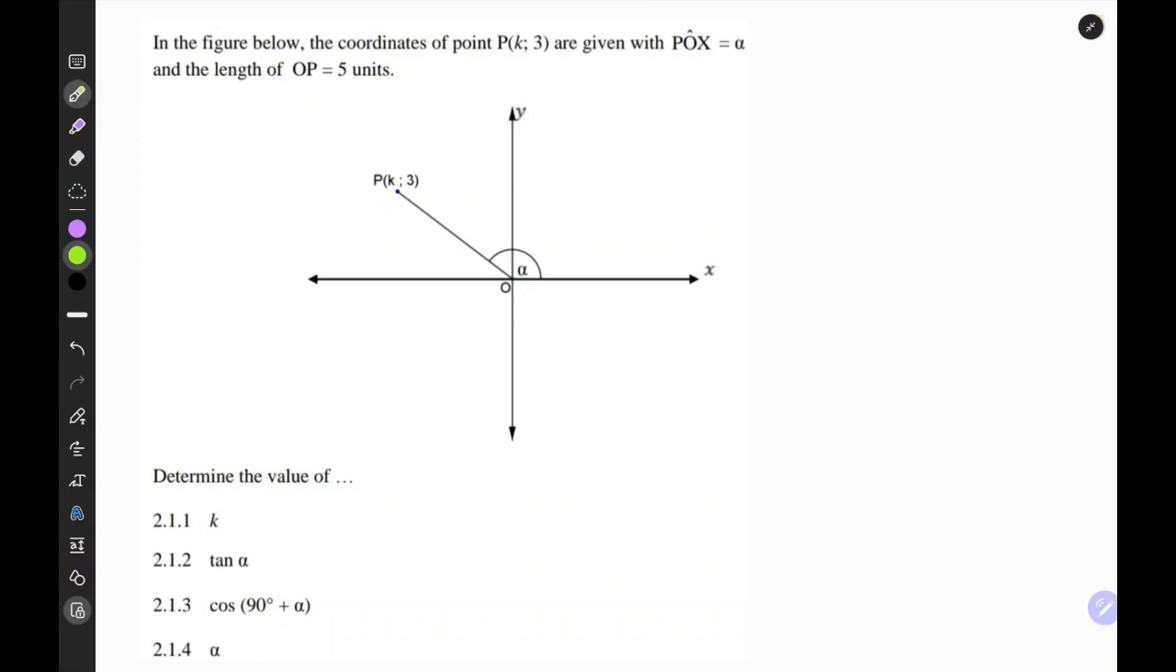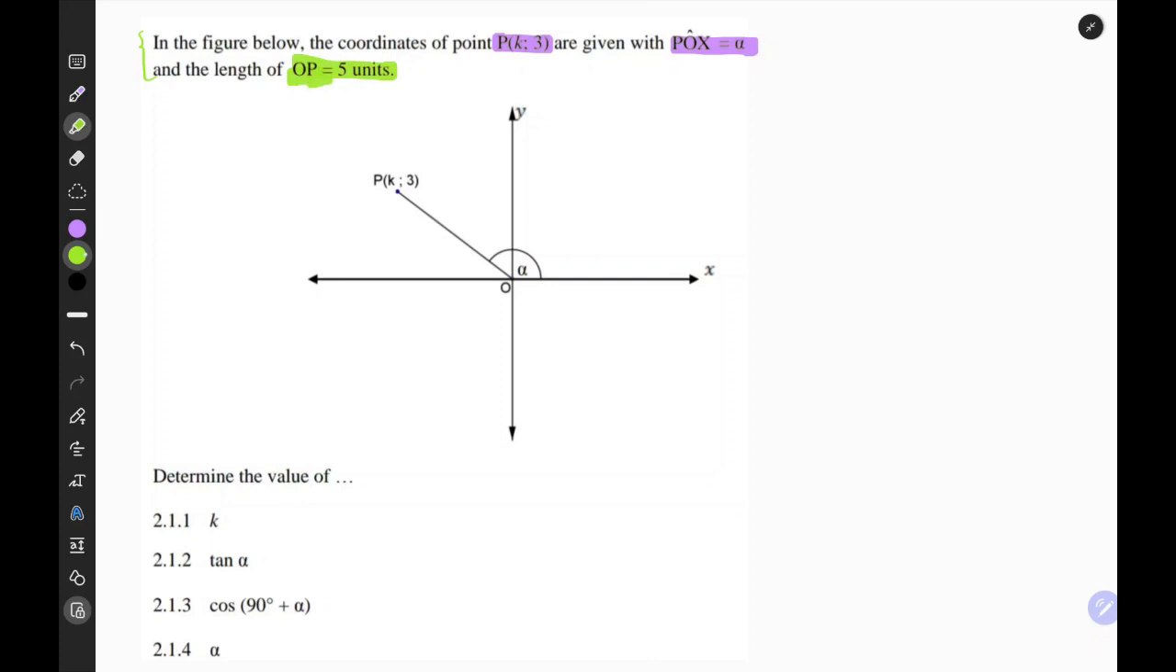Hey grade 11s, let's use a cast diagram to solve the given problem. So the given problem reads as follows. It says in the figure the coordinates of P is (k, 3). So they gave us the y coordinate of P, which is 3, and k is something that we're going to have to find. And we're also given the angle POX is alpha, and the length of the line segment OP is 5 units.